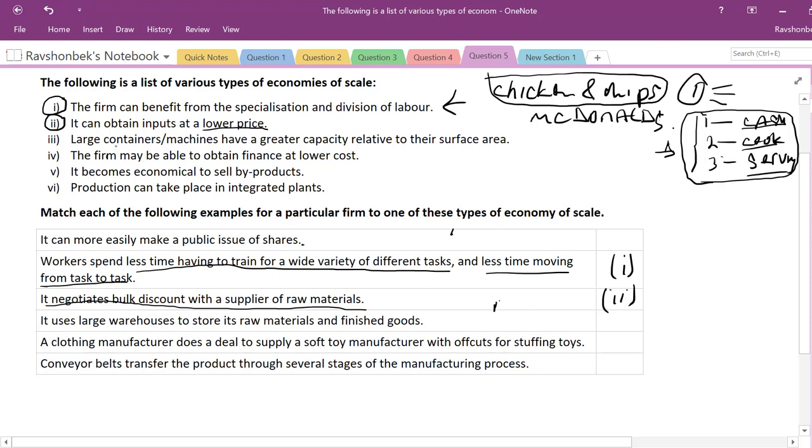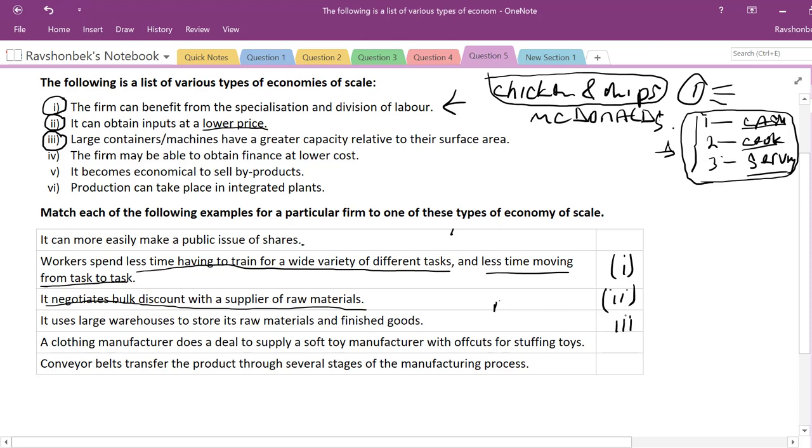Okay, so large containers and machines have a greater capacity relative to their surface area. Now, this is an interesting one. If a company is able to buy large capacity storage, then the company is able to store additional output at low cost, and they are able to use large warehouses. So the scale allows them to basically build these large warehouses. And the answer here that matches this economies of scale case is it uses a large warehouse to store its raw materials and finished goods. So that's this one here.